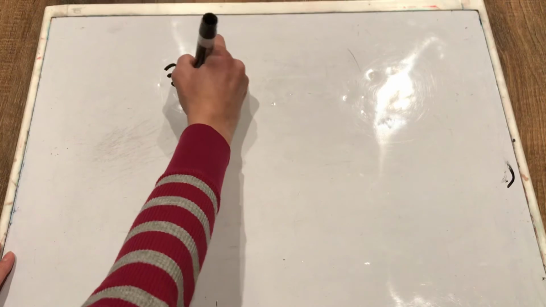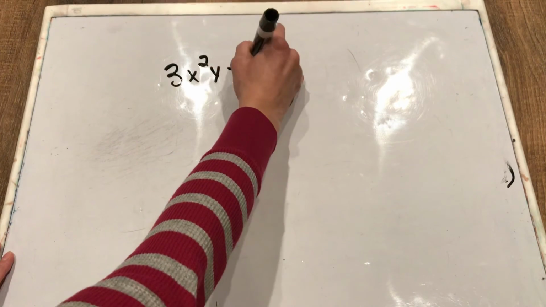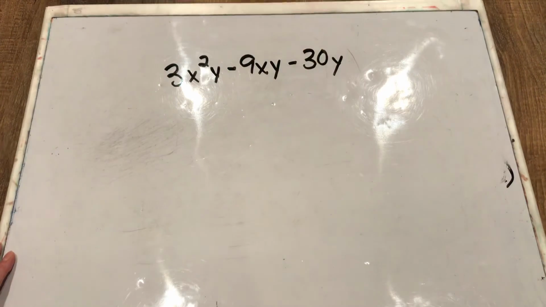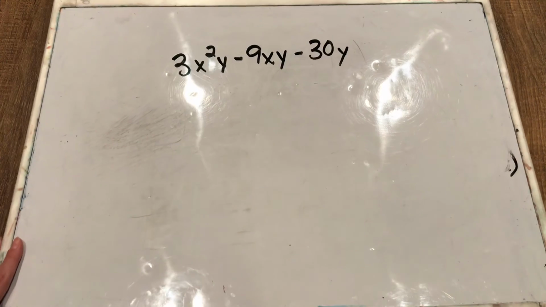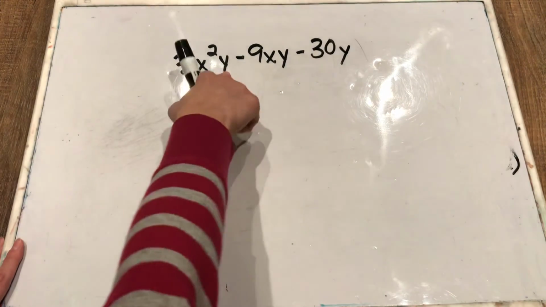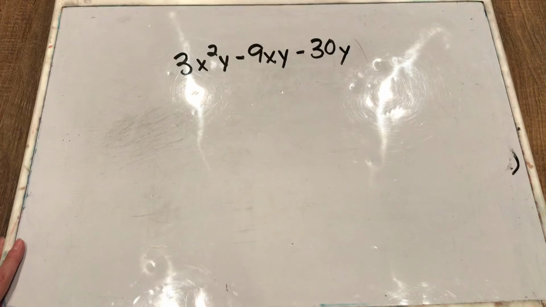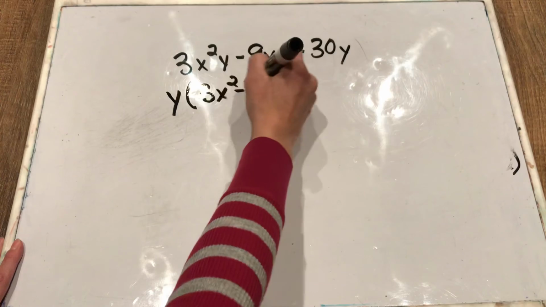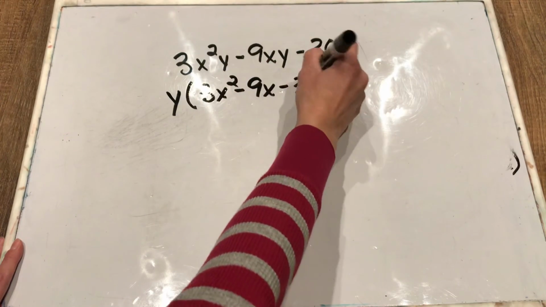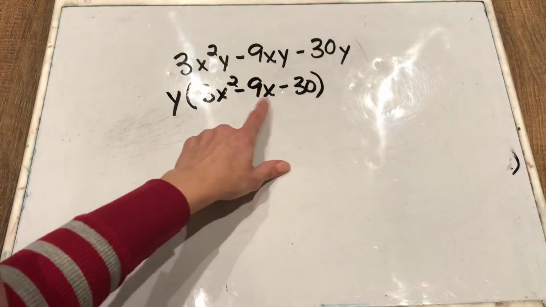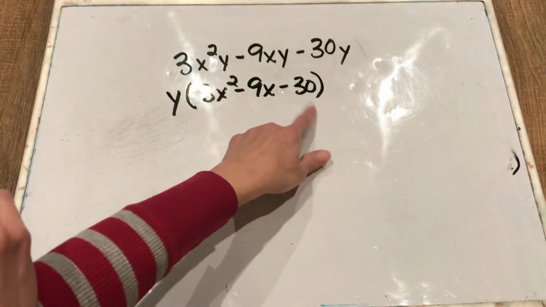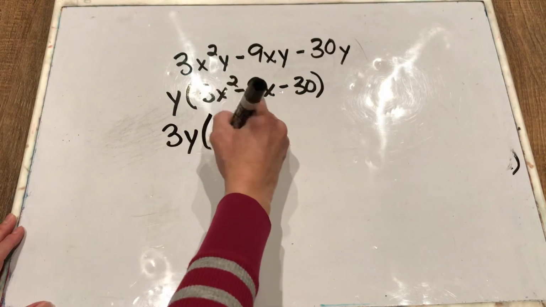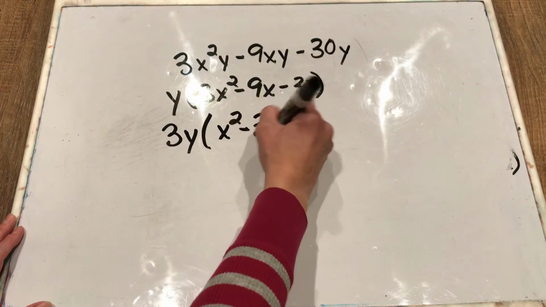All right, 3x squared y minus 9xy minus 30y. What do you see to pull out first? I see a y everywhere. So I just want to take that out first. So 3x squared minus 9x minus 30. Now I'm looking and I see all of these look divisible by 3. So I'm going to pull out a 3 with my y. And now this one leaves me with x squared minus 3x minus 10.